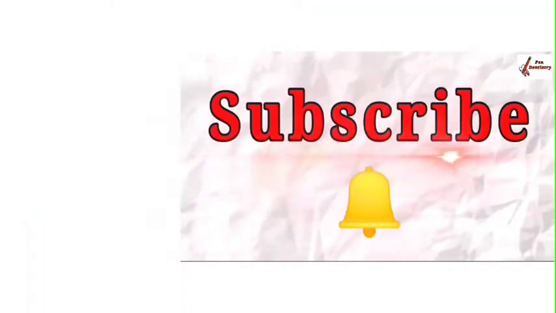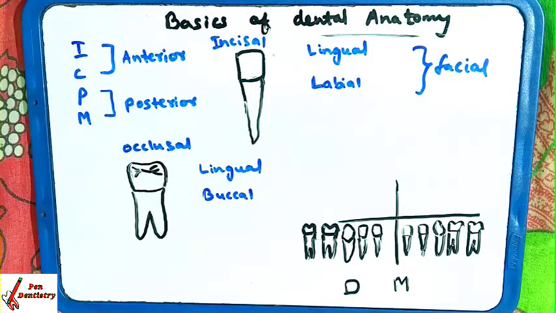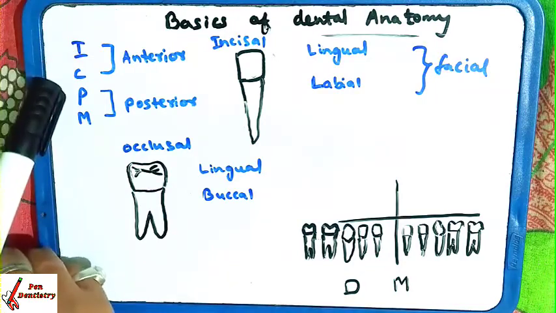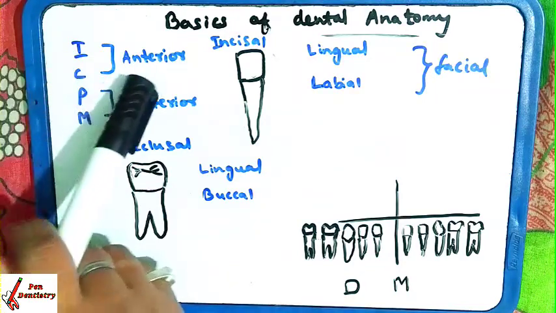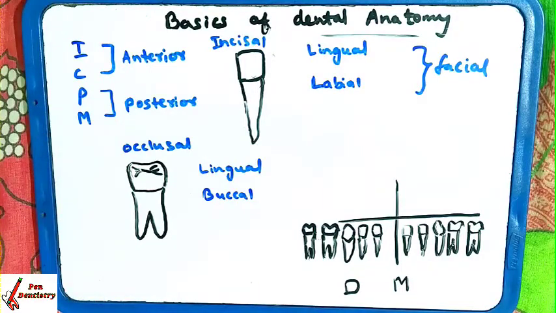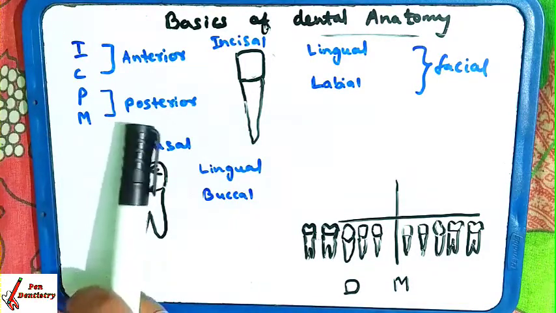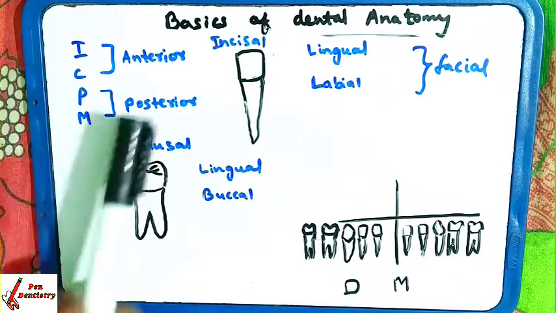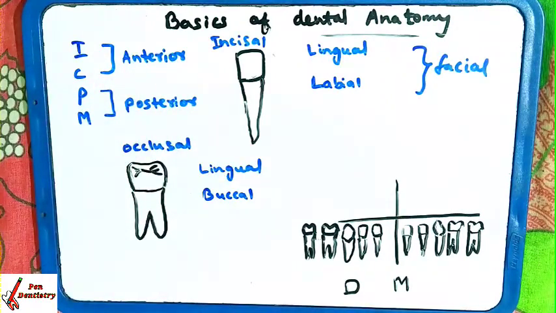Now we are going to see the surfaces of the tooth. The human tooth is divided into two, the posterior and the anterior. Incisors and canines come in the anterior region, and the premolars and molars, both types, come in the posterior region. In the anterior region, we have the lingual face and the labial face.